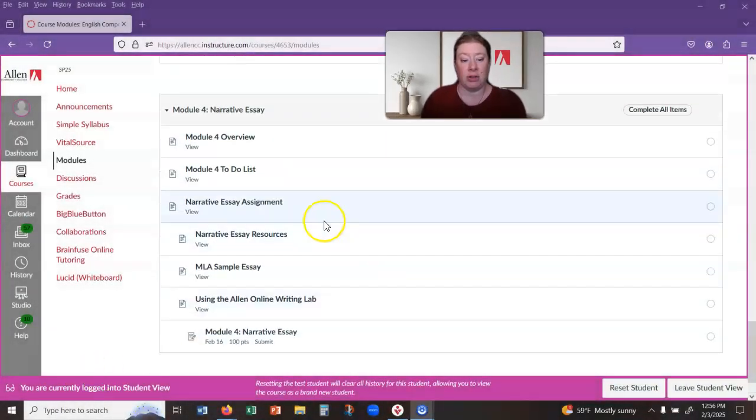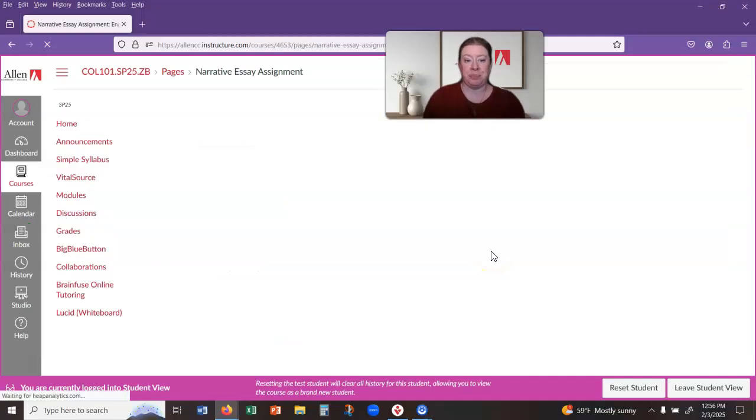So this is what the module looks like. You can see the only assignment in here is the essay itself. So that is the submission spot, but you will want to look at all of these other resources before you actually submit the essay. The assignment is in here again.